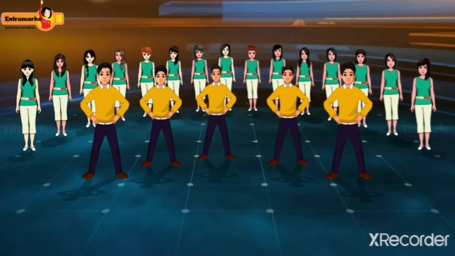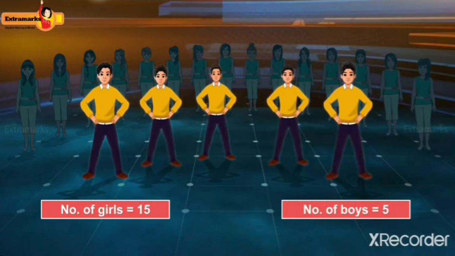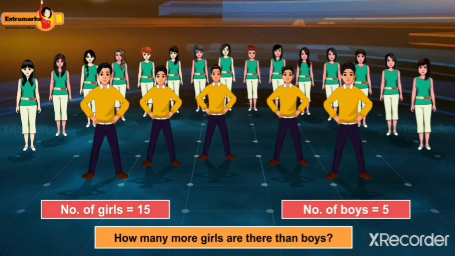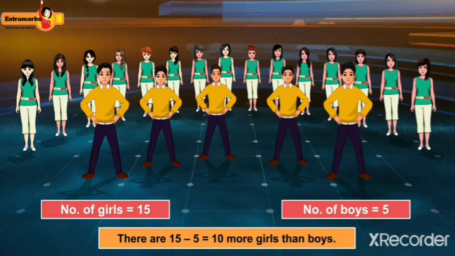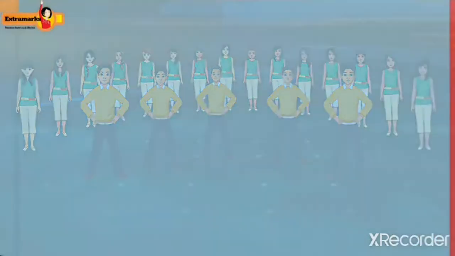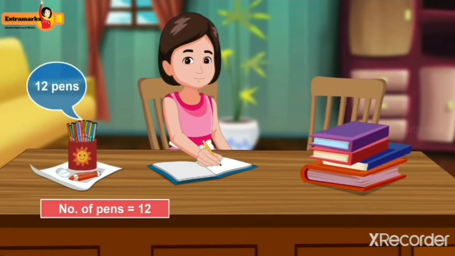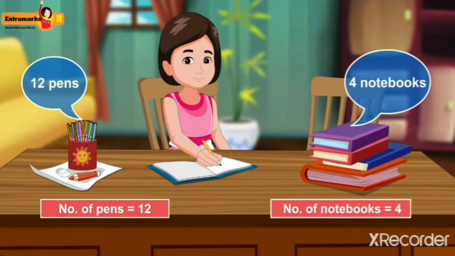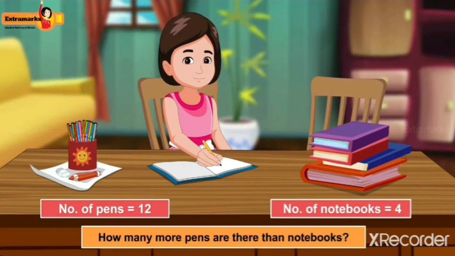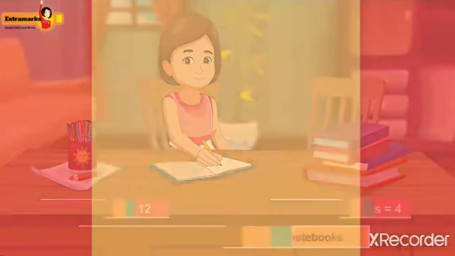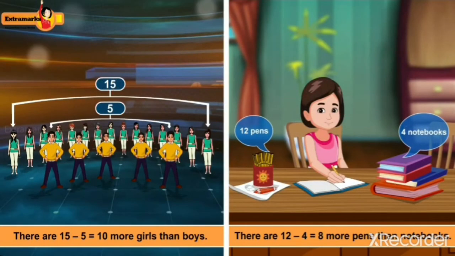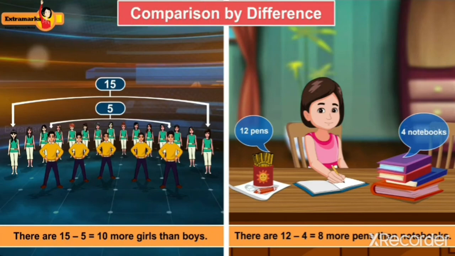In a dance group, there are 15 girls and 5 boys. How many more girls are there than boys? There are 15 minus 5 equal to 10 more girls than boys. Let's take another example. Nazia bought 12 pens and 4 notebooks. How many more pens are there than notebooks? There are 12 minus 4 equal to 8 more pens than notebooks. Comparison of two quantities done by using subtraction is called comparison by difference.